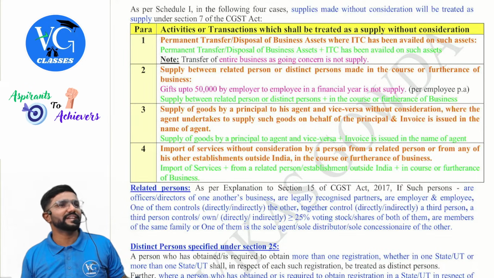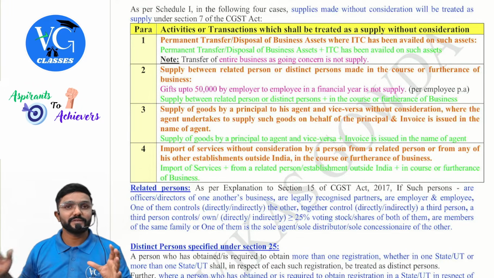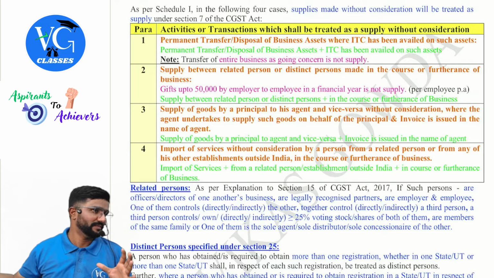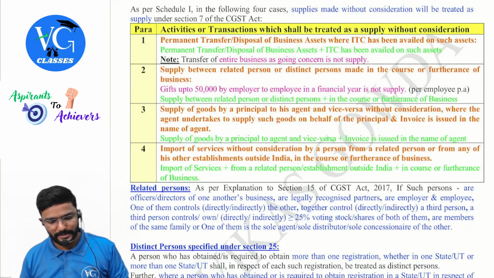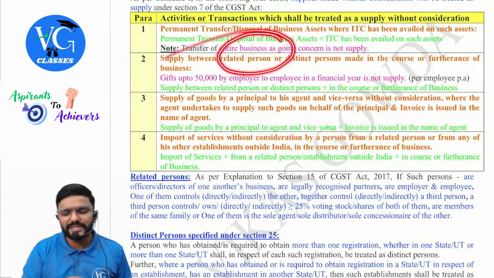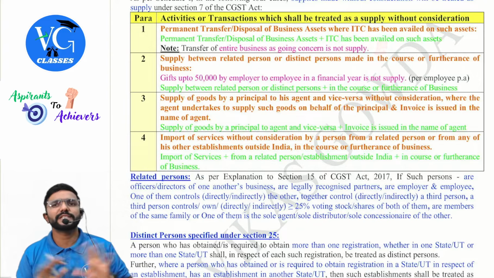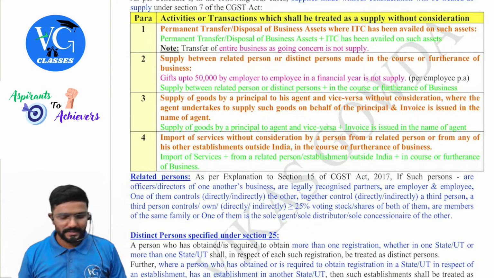Hope you guys are able to get what I am trying to tell. Clear? So the condition of ITC is there only for para 1, that is when your outward supply is zero. Is it a supply? Yes. But if you supply or transfer the entire business as a going concern, it is not a supply, guys. It is actually given in the exemption list. It is not a supply.